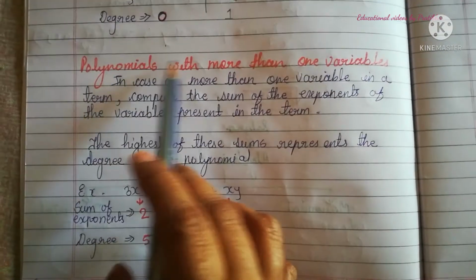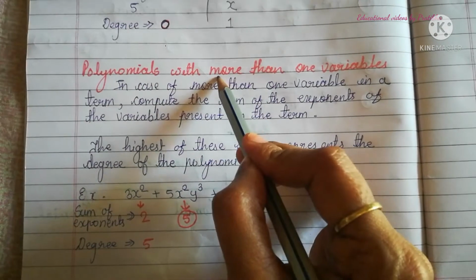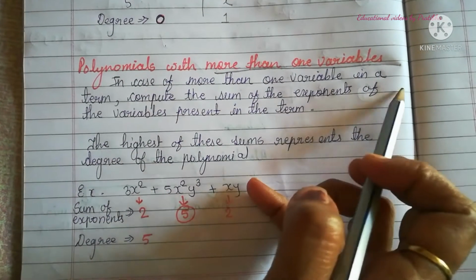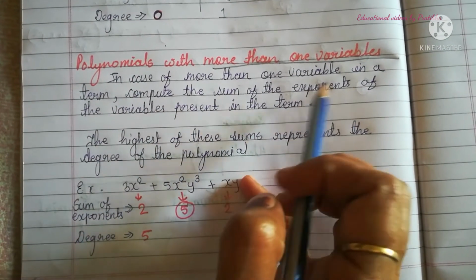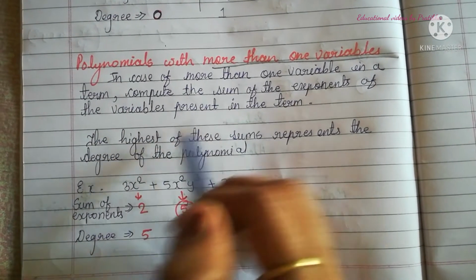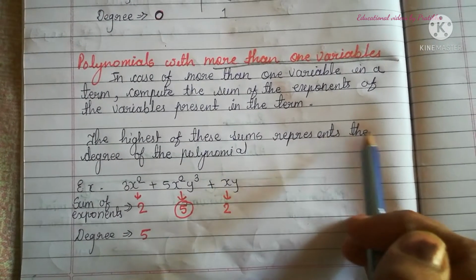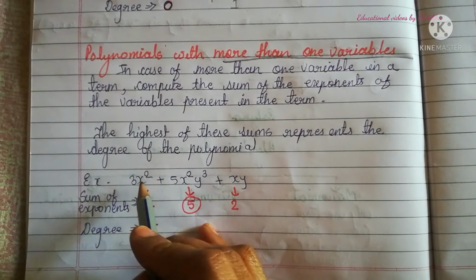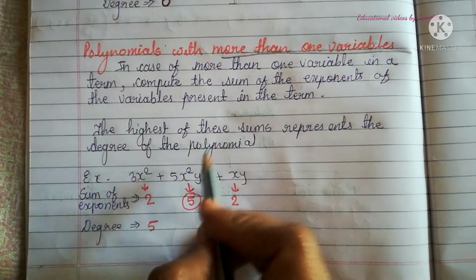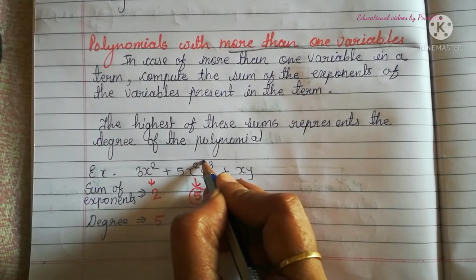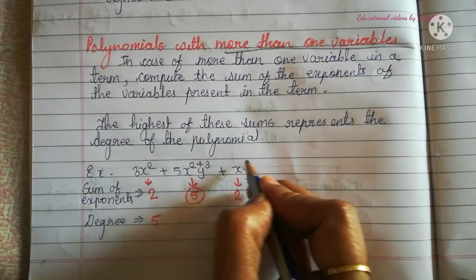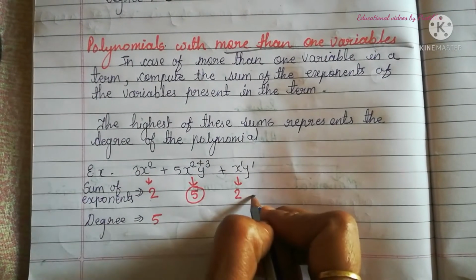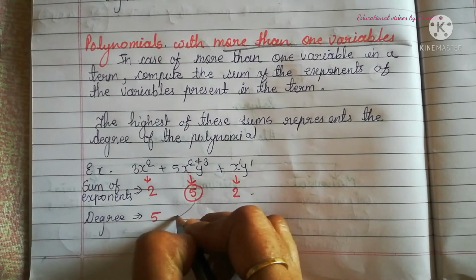Now if there are more than one variables, then what we have to do? If more than one variable is there, then we have to compute the sum of the exponents of the variables present in the terms. Whichever variables are there, we have to add the powers and find out which is the largest value. For example, 3x square plus 5x square y cube plus xy. Here in the middle term, the power of x is 2, power of y is 3, so 2 plus 3 is 5, and in the third term the sum of powers is 2, so the highest power is 5, so the degree of this is 5.